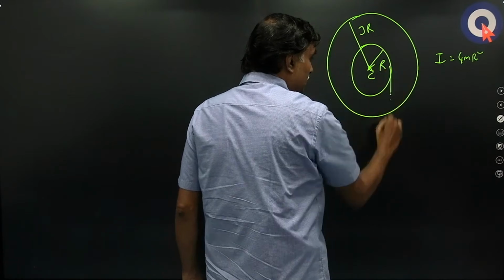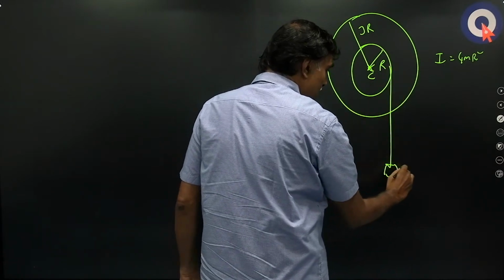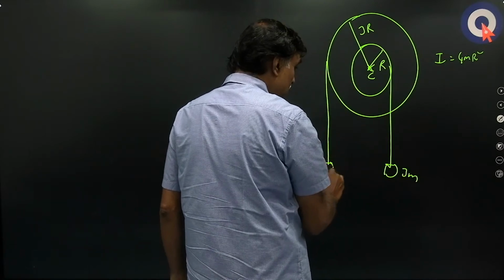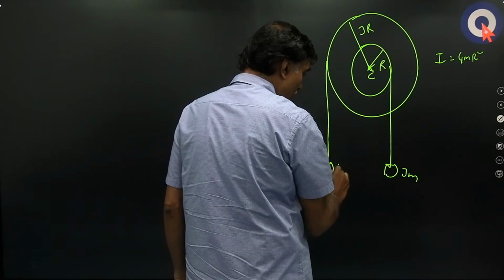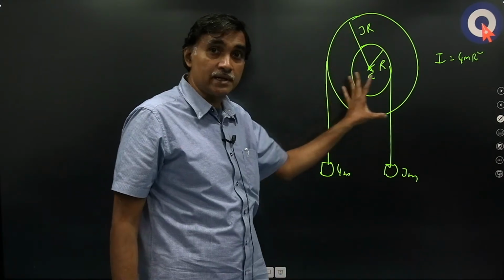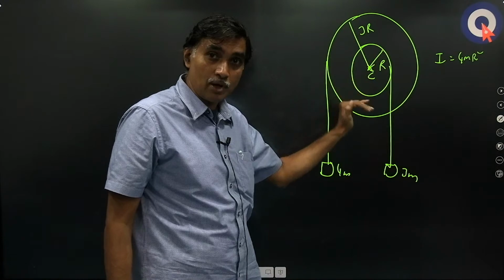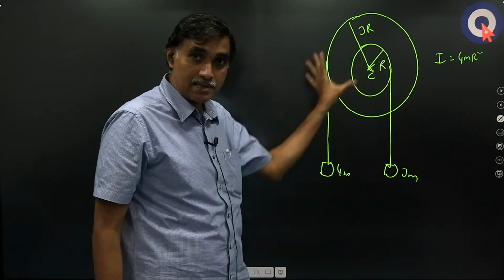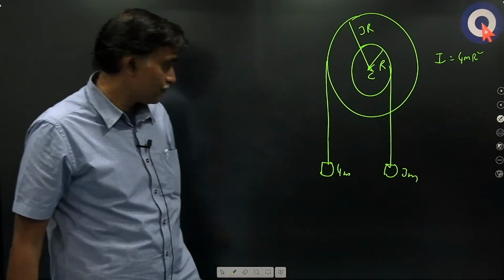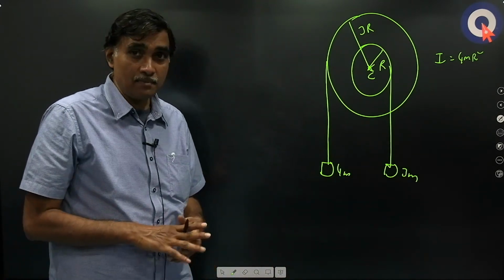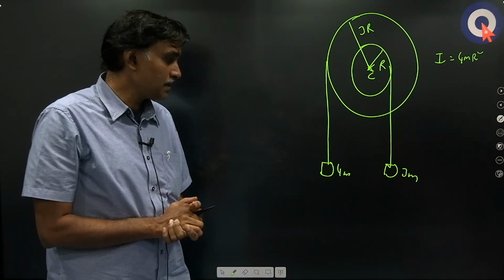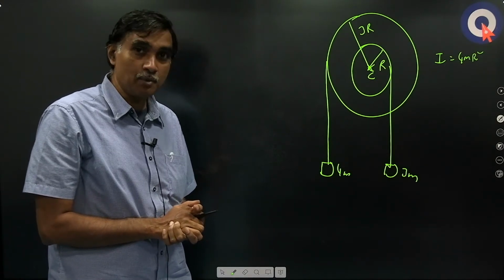One block is connected here, its mass is 3m, and the other block is connected here and its mass is 4m, okay. This pulley is fixed, free to rotate but cannot come down or go up, it cannot translate, it can only rotate about an axis passing through C, okay. Find acceleration of 3m and angular acceleration of pulley.